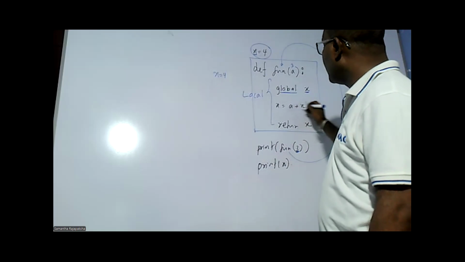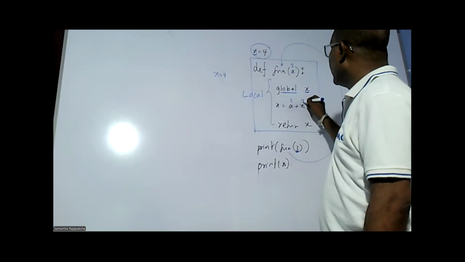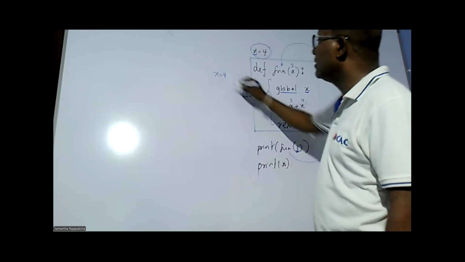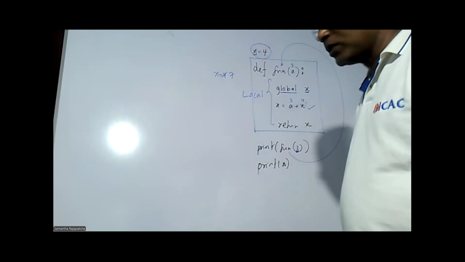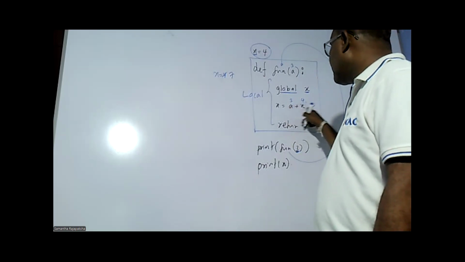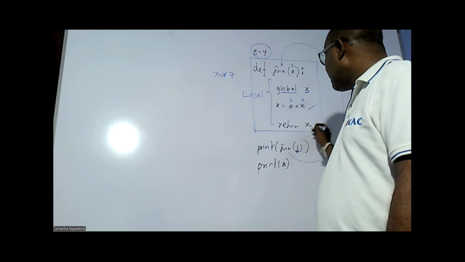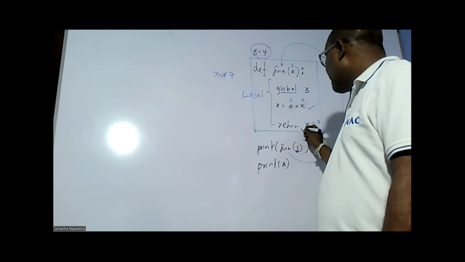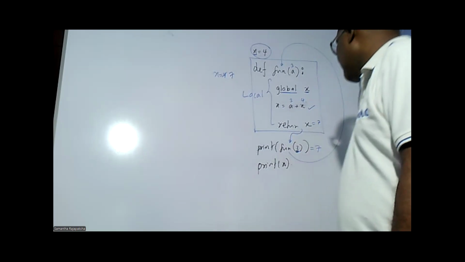Then you write x equals a plus x. A is equal to 3, and x is 4. Then 3 plus 4 is 7. In that case, this x will be updated to 7. So x equals a plus x, that is 7. The return value x is 7, so here it will print 7.